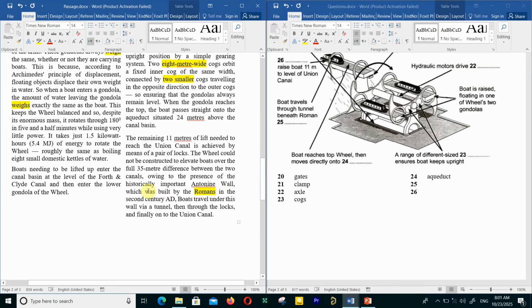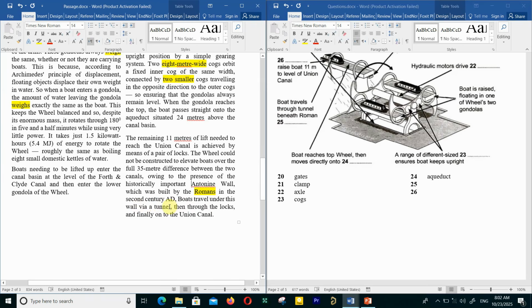I'm just going to start at the beginning of this sentence, where it is here. The wheel could not be constructed to elevate boats over the full 35-meter difference between the two canals, owing to the presence of the historically important Antonine Wall, which was built by the Romans in the second century AD. Boats travel under this wall via a tunnel.